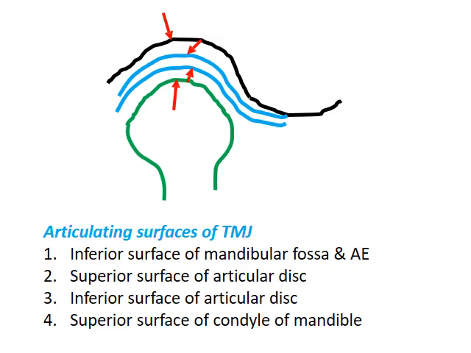Then we have the superior surface of the mandible. This is a very important question. In exams, this is normally asked: what are the articulating surfaces of the temporomandibular joint. Then you need to mention these things and draw a good diagram and explain it.